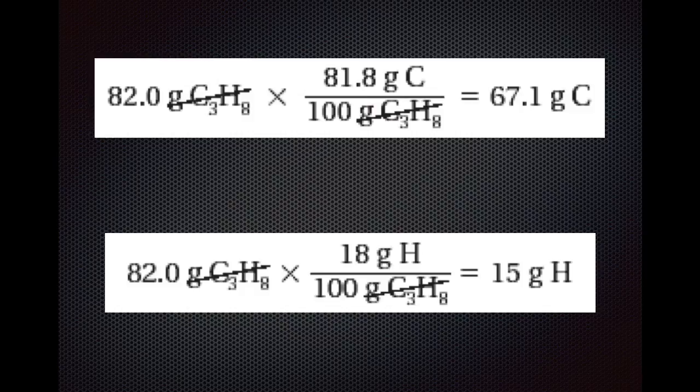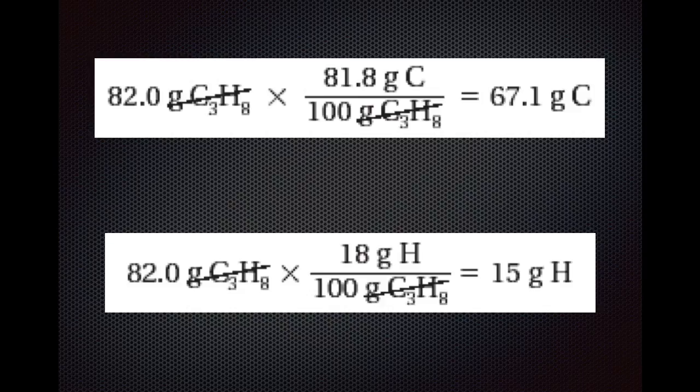Same thing for the hydrogen. You know that 18% of the propane compound is hydrogen. So if you have 100 grams of propane, 18% of that would be 18 grams. And that's where they've gotten that 18 grams up on top for the first conversion factor.